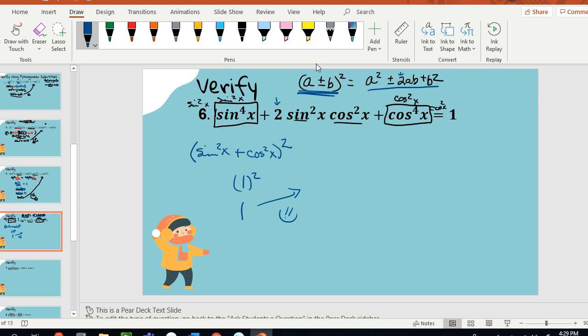Got it? Somebody said, where's his nose? Here, I'll give him a nose. All right.